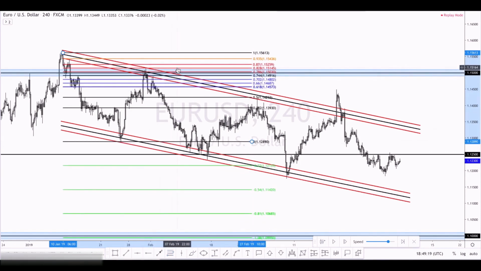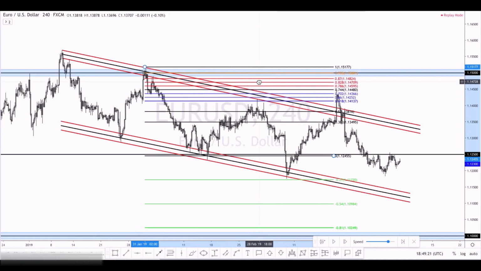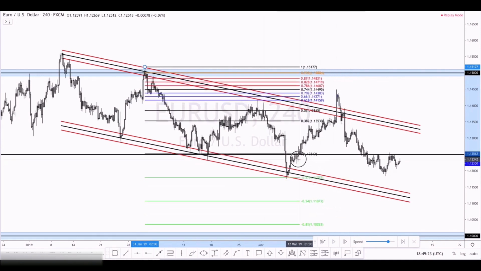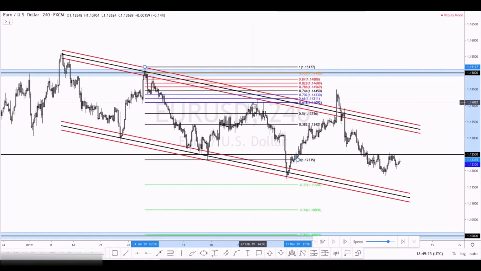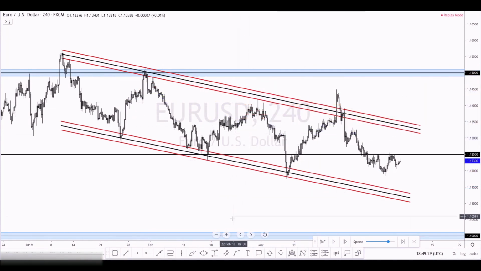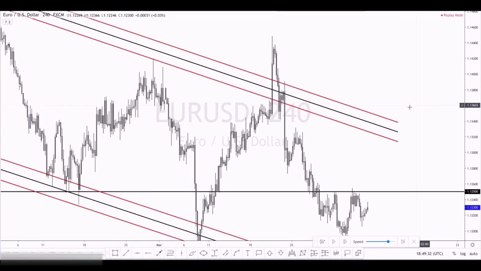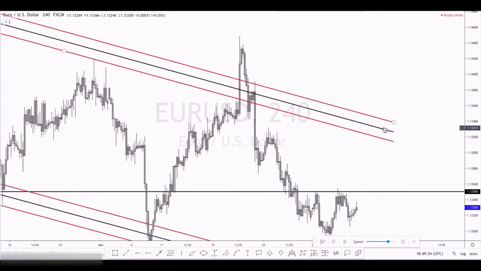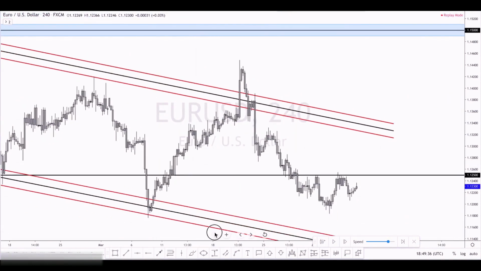So that was a 78.82% rejection. Then we see here we had a 66% rejection, and in this example, we rallied right above and actually took out those highs, which would have been a stop. So you would have hit your stop loss.